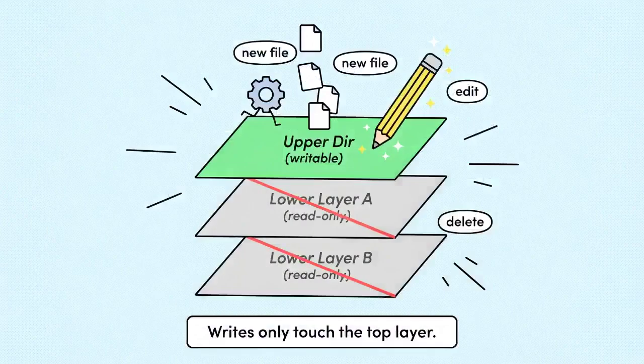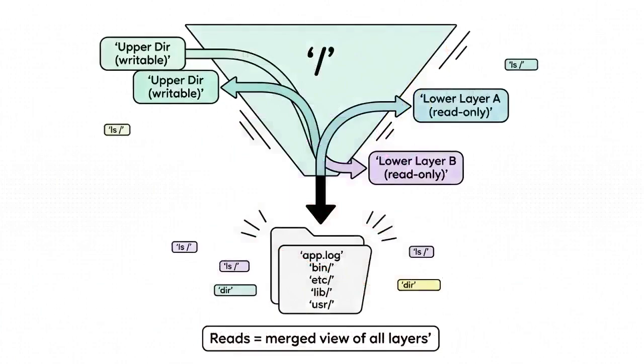On top of those read-only layers sits the upper directory, the only layer that accepts writes. Every change a process makes, a new file, an edited config, a deleted entry, is recorded here and nowhere else. When you list or read a path, OverlayFS performs a merged view. It searches the upper directory first, then walks each lower layer in order and overlays their contents so the user sees one unified tree.